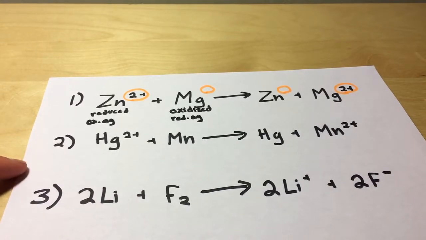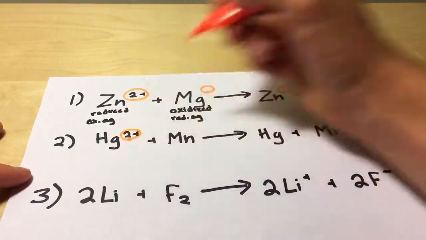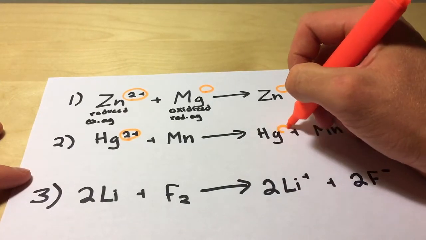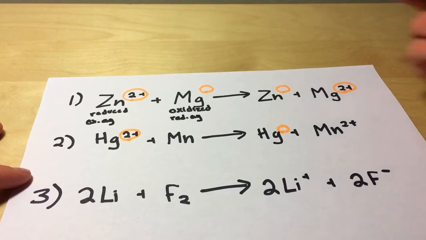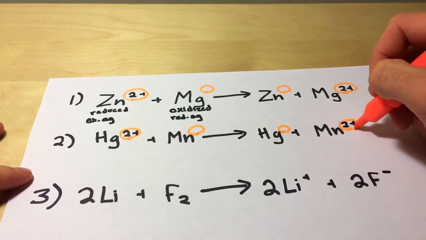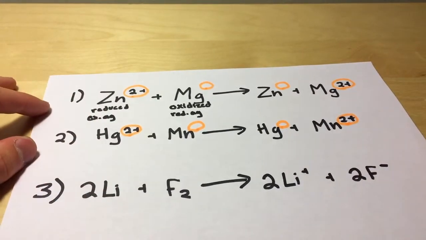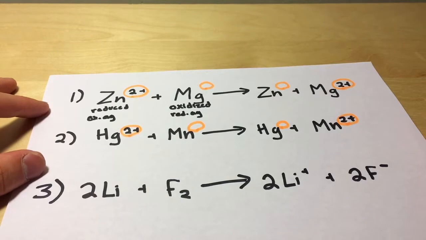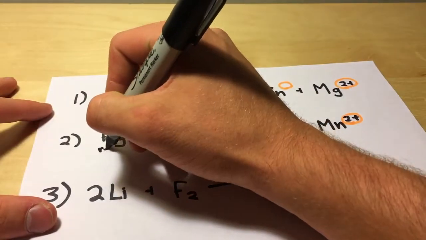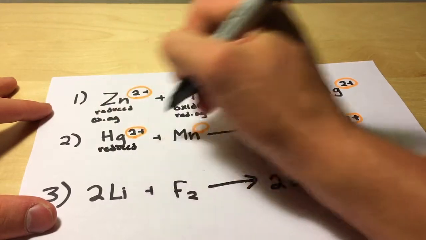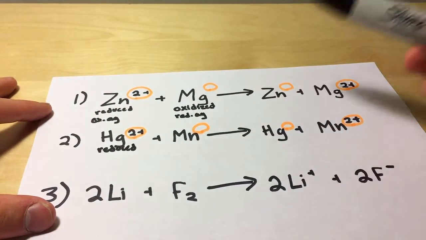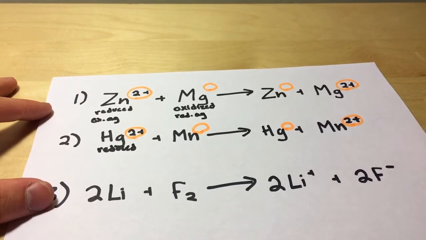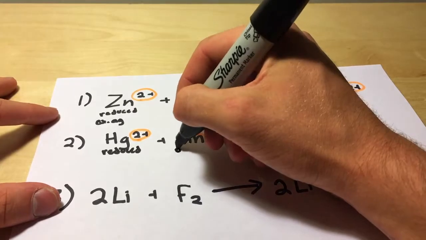Now let's tackle question number 2 here. We have Hg, which starts with a charge of 2+ and is on the other side with a neutral charge. And we have Mn, neutral charge, and it ends with a 2+ charge. So we know that Hg is becoming more negative, therefore gaining electrons, and is being reduced. And Mn starts with a neutral charge and ends with a 2+ charge, therefore it's losing electrons, and therefore we know it's being oxidized.